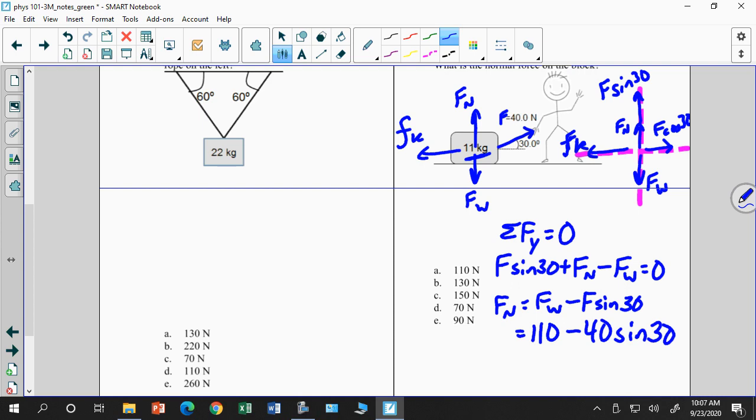I think that's 90, right? Is that 90? Pretty sure it's 90. What is the acceleration? Let's go ahead and find the acceleration.